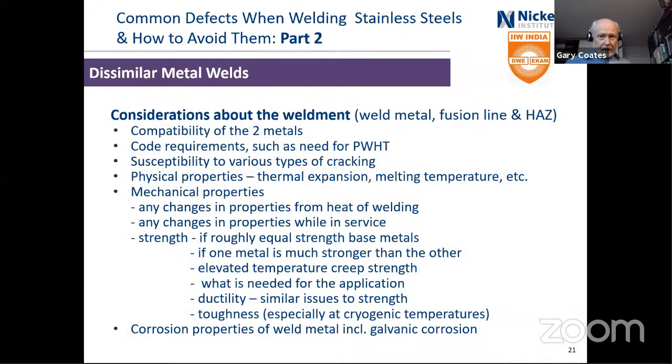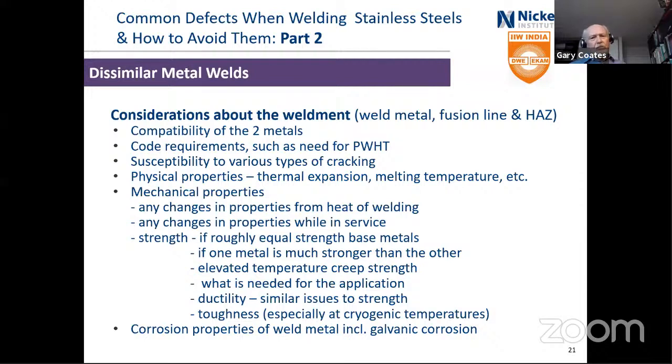So what do we have to worry about? And we're thinking here of the weld metal, the fusion line, and the heat affected zone. Well, compatibility of the two metals. You can't just weld, let's say, aluminum and stainless steel together easily. There are very specialized techniques where you can do that, but they don't involve fusion welding of the normal types.